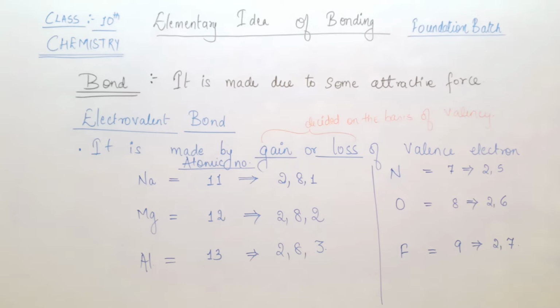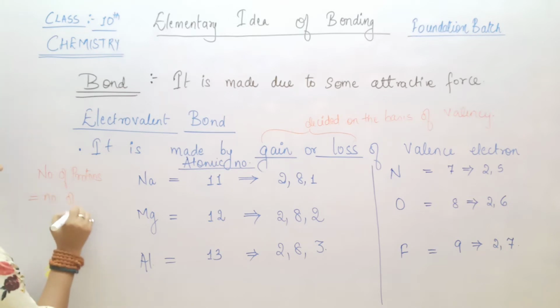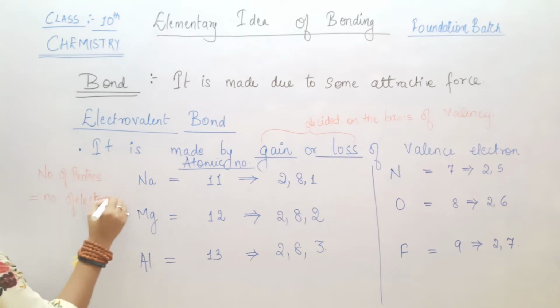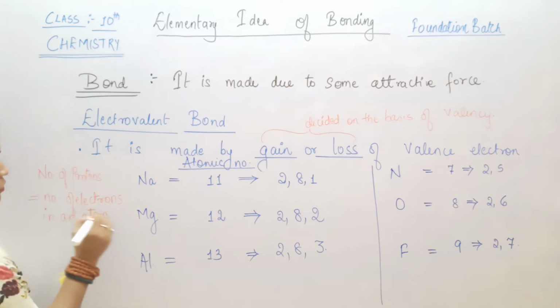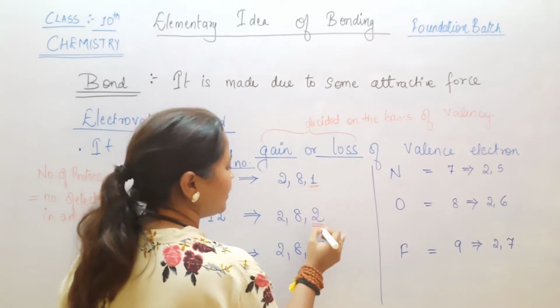ठीक है, so what is important to look over here is कि if you see sodium, magnesium and aluminium, I can say the number of electrons is more. अरे ऐसे कैसे भाई, number of protons, see I am writing here, number of protons is always equal to number of electrons in an atom, right? So how am I saying that this is having extra electrons? Yes, you are very correct.